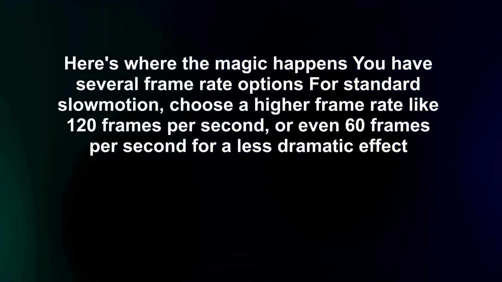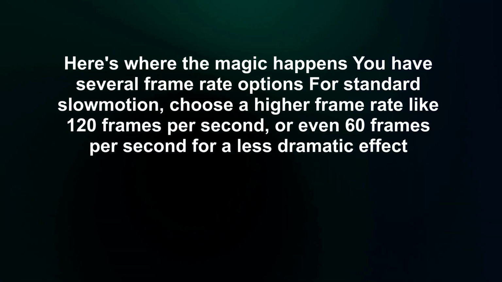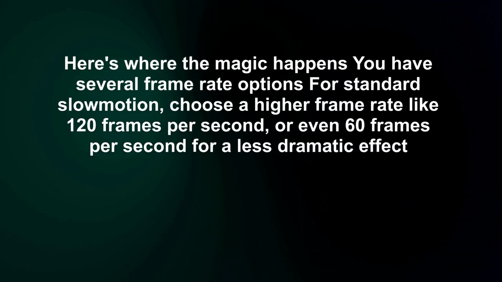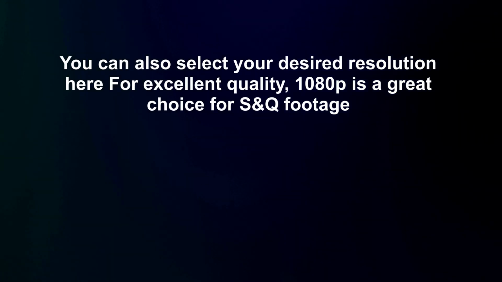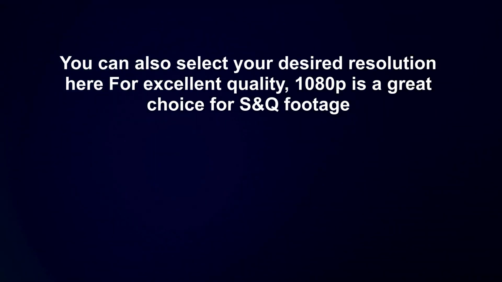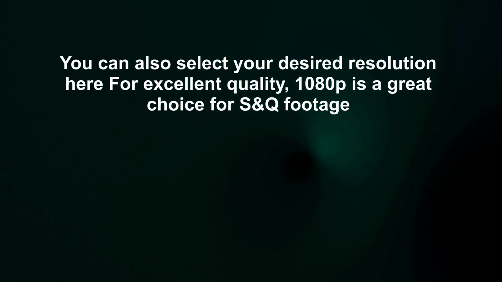You have several frame rate options for standard slow motion. Choose a higher frame rate like 120 frames per second, or even 60 frames per second for a less dramatic effect. You can also select your desired resolution here for excellent quality. 1080p is a great choice for S&Q footage.